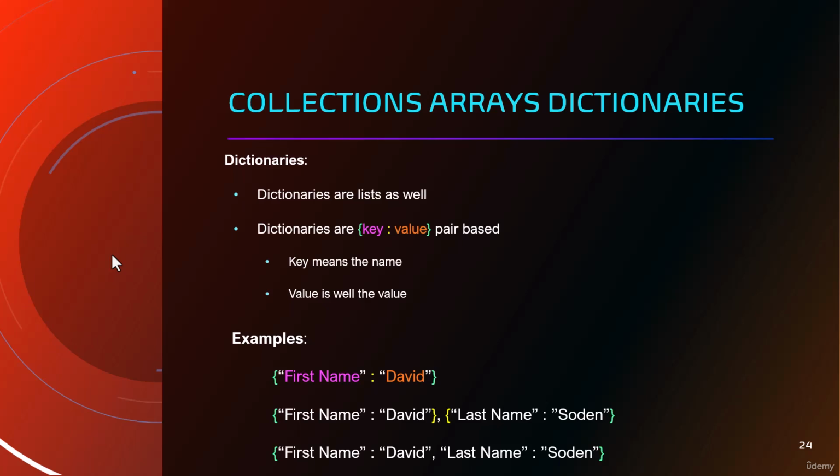The most common use case is going to be the third and final example, where I have it completed as a single row in a database. Notice we only have one set of green curly braces at the beginning, and then we have first name, David, last name, Soden, separated by a comma. Think of a row in a database with two columns. One column is first name, the second column is last name. The value for each, obviously, is David and Soden. That's fairly straightforward.